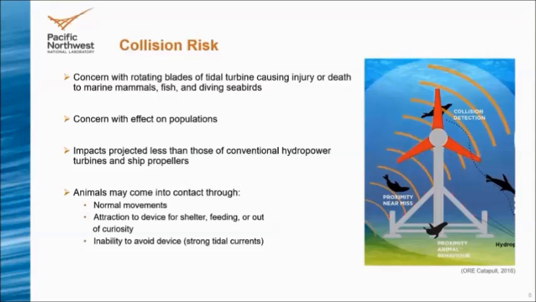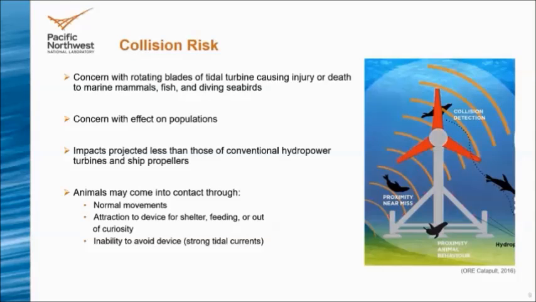So as Andrea mentioned, I'm going to talk about collision risk. Here what we're looking at is largely pertaining to tidal turbines. Really what we're concerned with is the rotating blades of tidal turbines causing harm, whether that be injury or death, to marine mammals, fish, and diving seabirds. And in the right environment, it could be sea turtles as well, but we're really going to focus on these other 3. We care because of the effects on these populations as a whole, but what we look for are the effects on individuals.